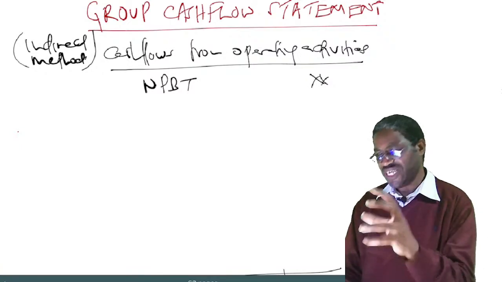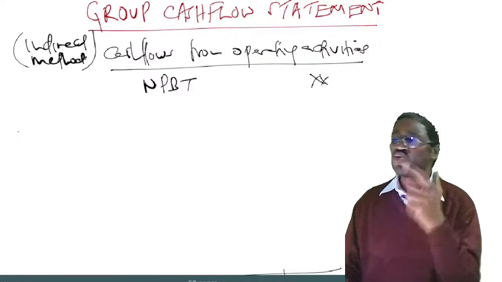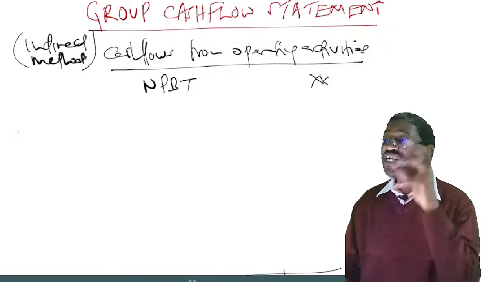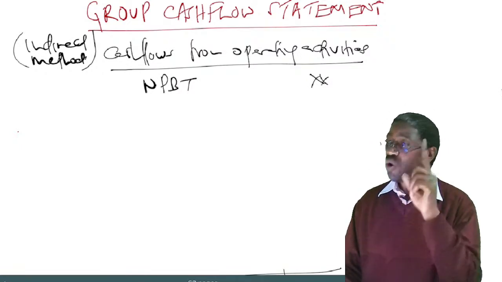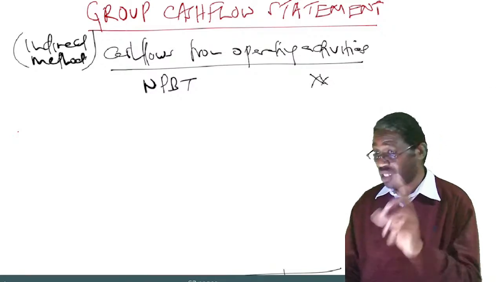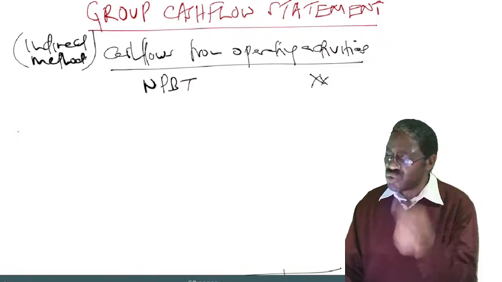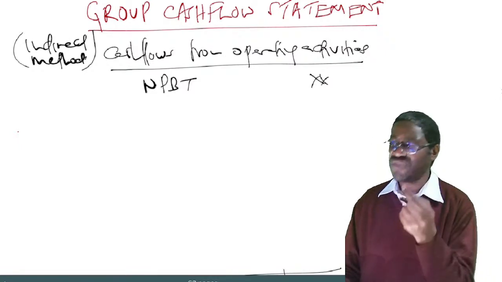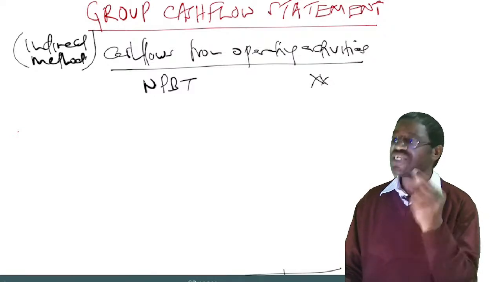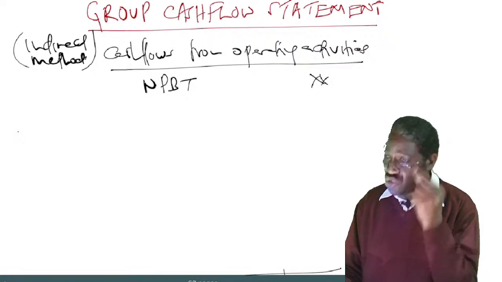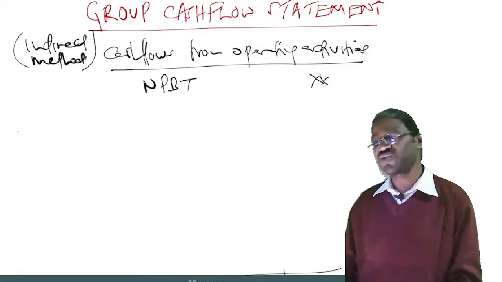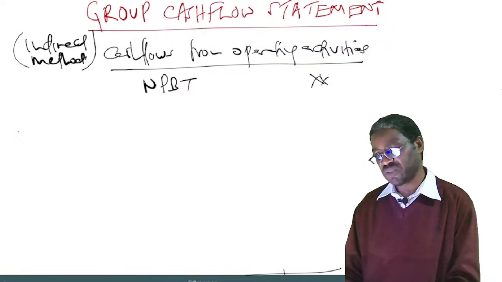Once you got it, listen carefully now, you had to adjust it. You had to adjust it with all the non-cash items that went to the P&L account. In other words, anything you used in the determination of this profit, whatever it is, and that which you used is a non-cash item, use it to adjust this profit. So we normally adjust it with all the non-cash items.